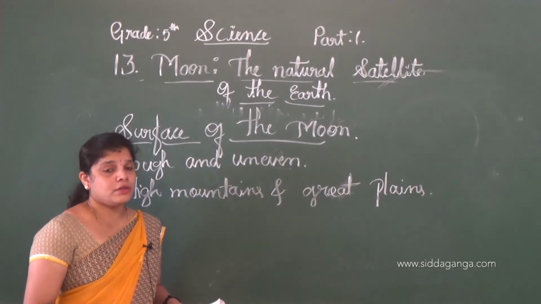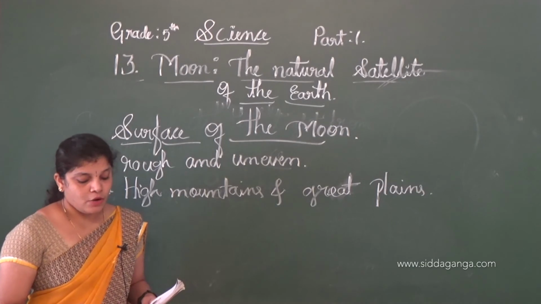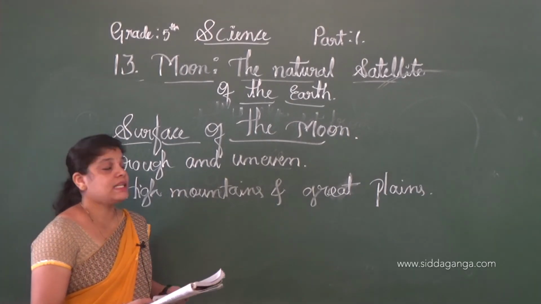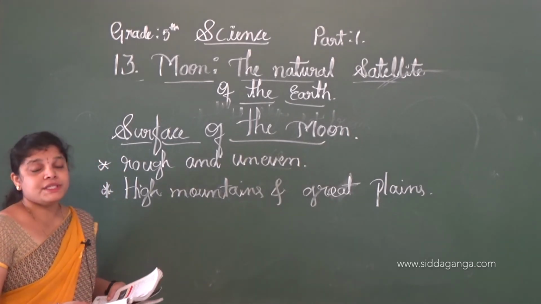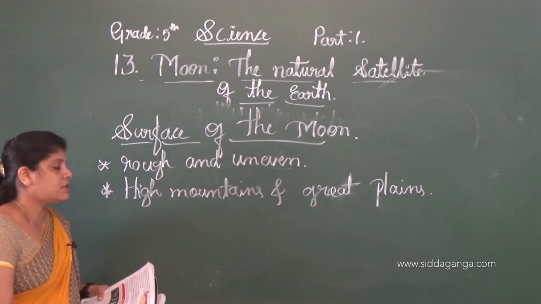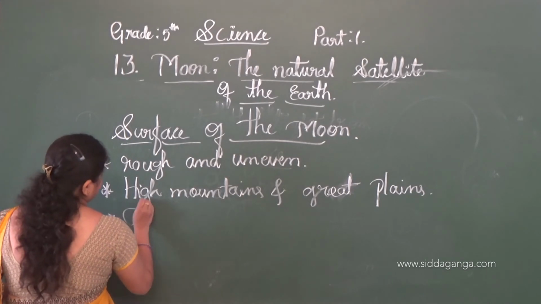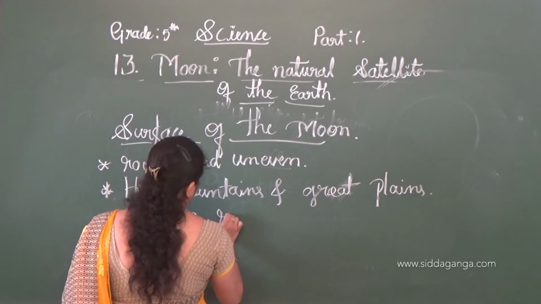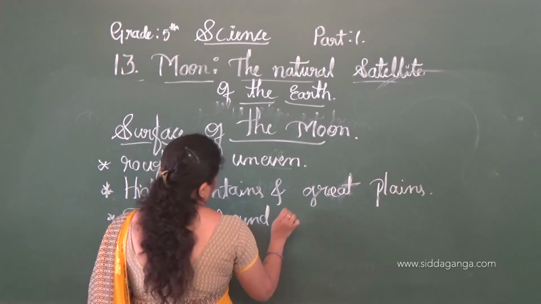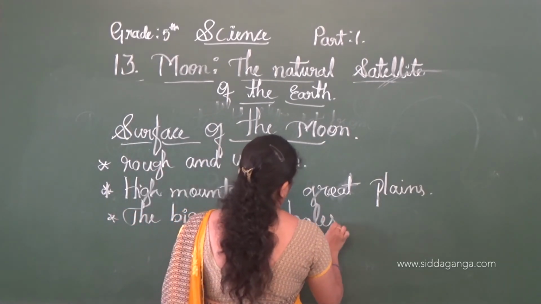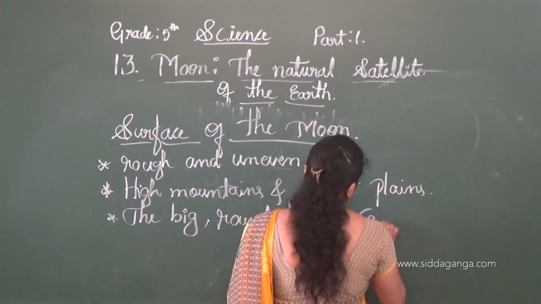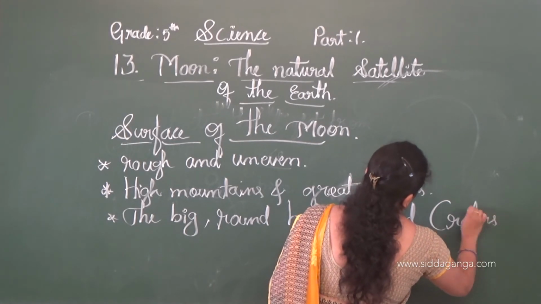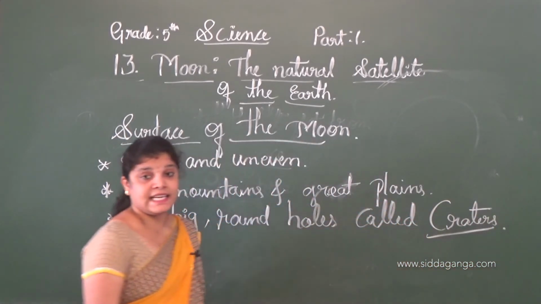See, on the surface of the moon there are very big and round holes. We call them craters. When we see the moon surface, we can see big and round holes. You can see big and round holes called what? Craters. We call them craters.